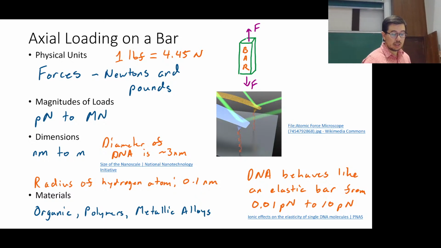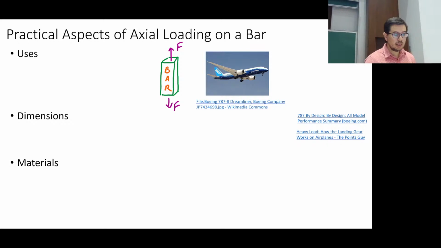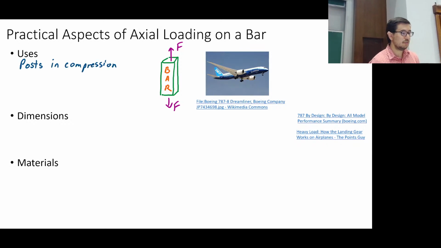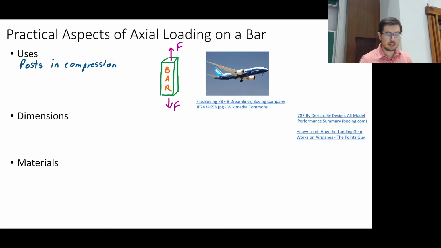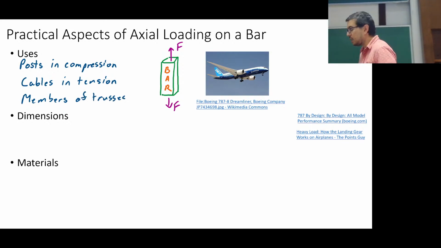And we're going to be studying these different types of materials. Okay, so this is the bar. Now, where do we use bars? We use them all over the place. Posts or legs in compression, cables in tension. So those are some famous examples that you did from physics. And also you looked at trusses in statics.